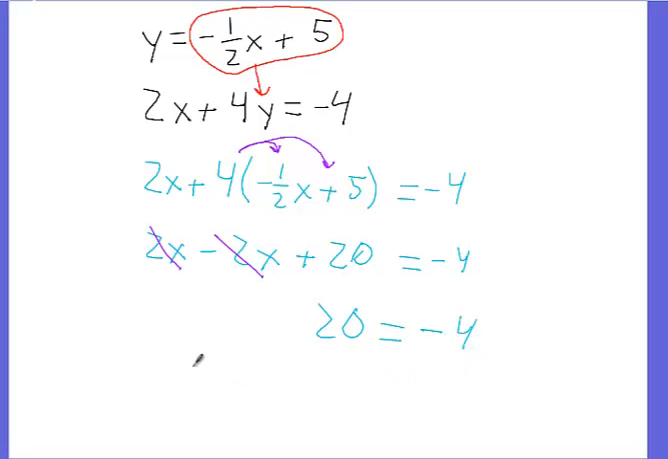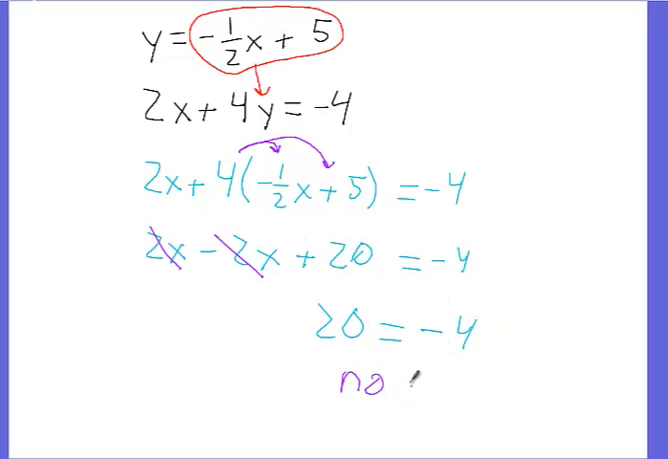All right, and if you read the little disclaimer, the little instructions above this problem, it said that this is one of those special cases. Because we know with systems, we can get one solution, no solutions, or infinite solutions. Now, what we want to look at here is, does 20 equal negative 4? Well, the answer is no.